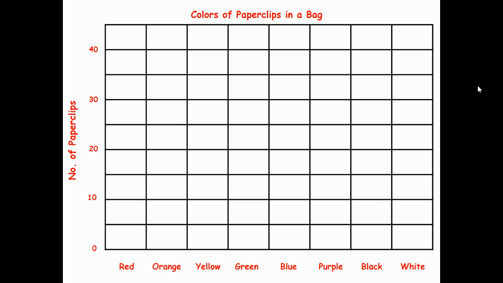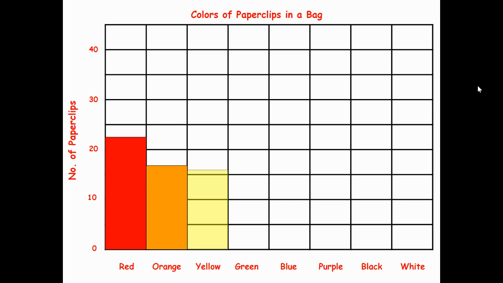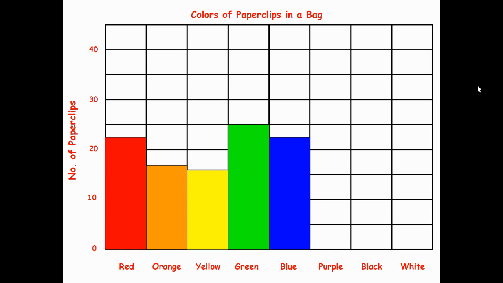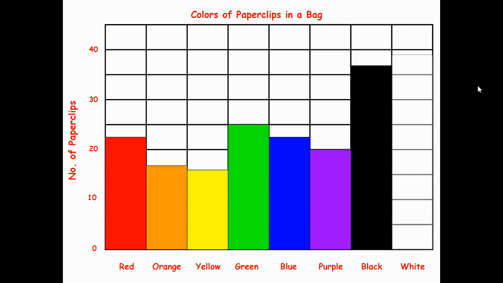So our red, we had 22. We're going to draw our bar to the height of 22. And then we're going to continue on through all our colors: 17 orange, 16 yellow, 25 green, 22 blue, 20 purple, 37 black, and 37 white.